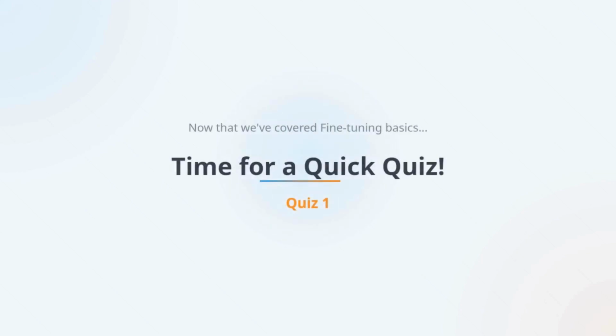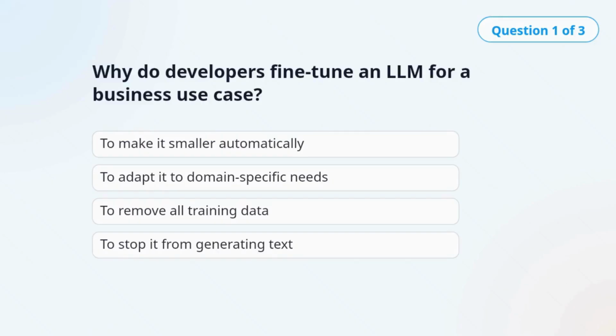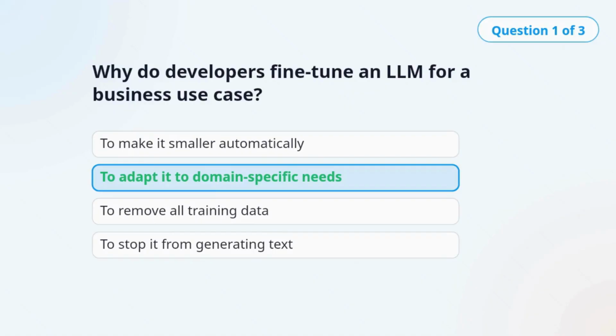Now that we've covered fine-tuning basics, let's test what we've learned so far. Here's quiz number 1. See if you can get it right. Question 1. Why do developers fine-tune an LLM for a business use case? The correct answer is to adapt it to domain-specific needs. Fine-tuning helps a general-purpose model perform better for a specific task or domain, such as retail customer service.